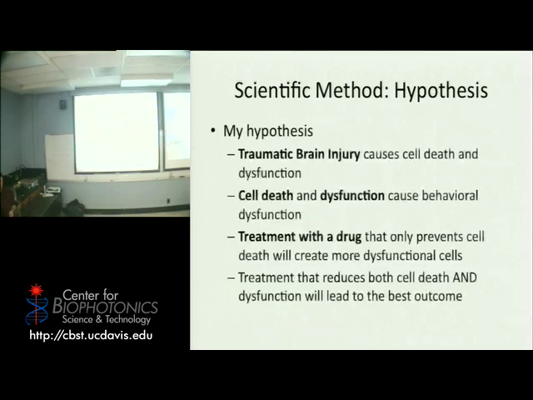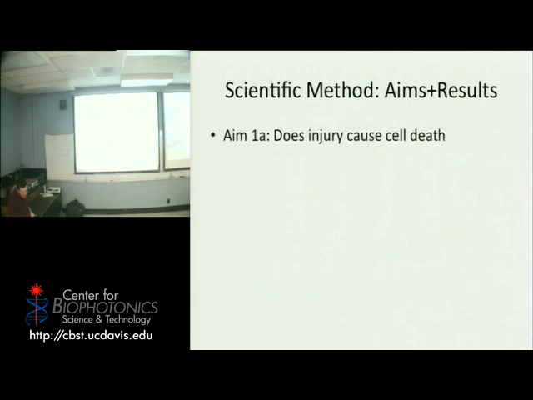Okay. So let's go back to the beginning and say I had this hypothesis that brain injury causes death and dysfunction. Death and dysfunction in cells will cause behavioral dysfunction, and that a drug that only prevents cell death will create more dysfunctional cells, and treatment that blocks both will actually give us our best outcome. And so can I come up with methods and aims to actually address these questions?